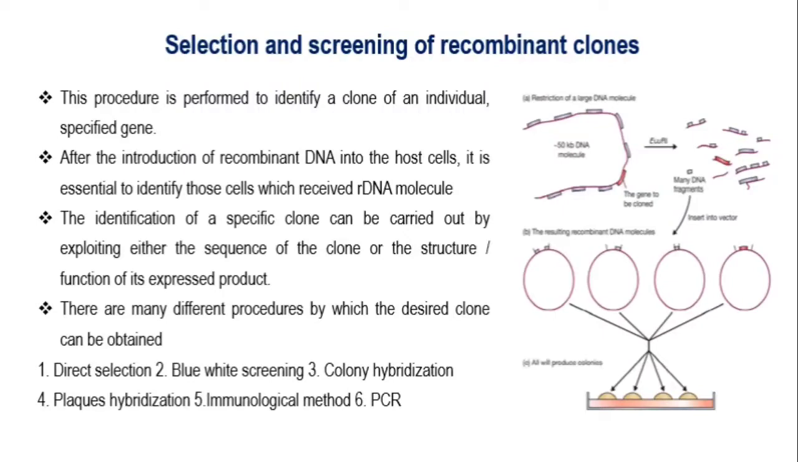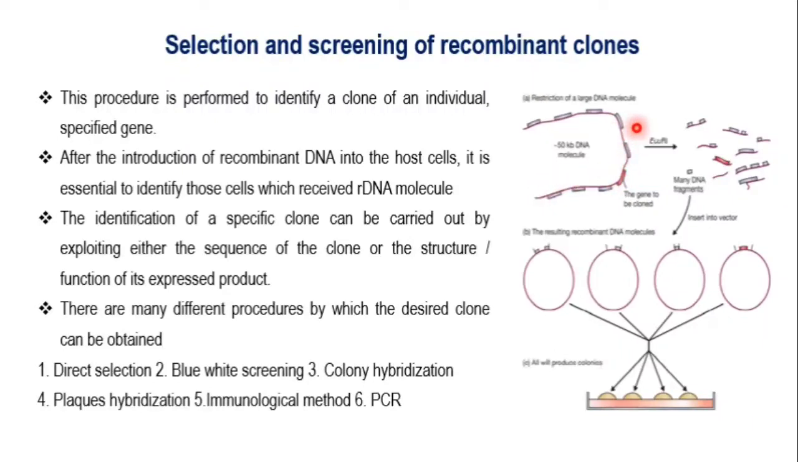After transferring the recombinant DNA into the host cell, we'll get a number of colonies of bacteria. Some colonies only contain the specific recombinant DNA. Here you can see one gene here, one DNA portion here, a large DNA molecule here, and a different gene there, but this red gene is the only specified gene.